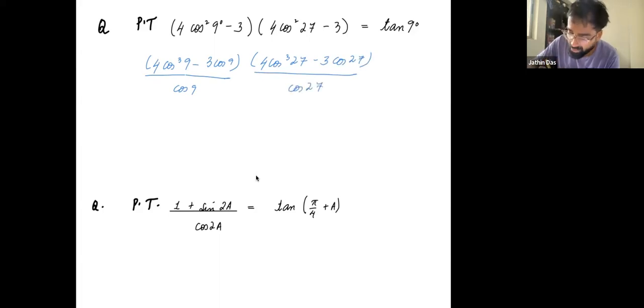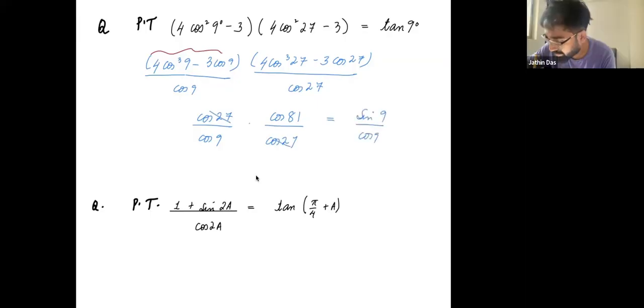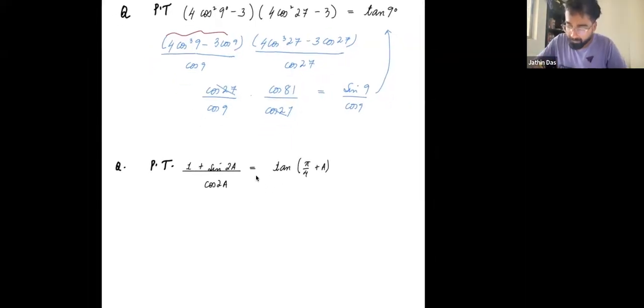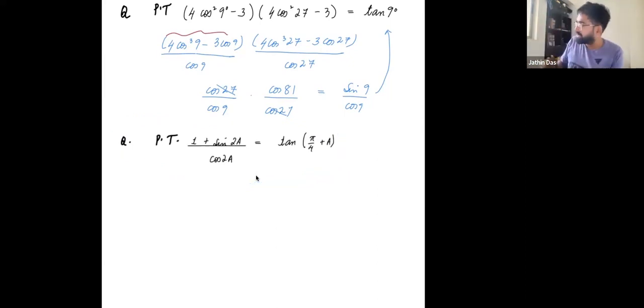So this is what formula? Cos 3 theta. So cos 27 by cos 9, and 81 equals cos 81 divided by cos 27. Cos 27 will cancel. And that is sin 81 by cos 9, which is sin 9 by cos 9. That is your tan 9. Good. So when you see a form and you know one thing is missing, do it on your own. Multiply. This also is easy actually.